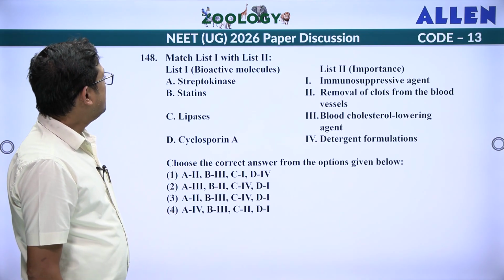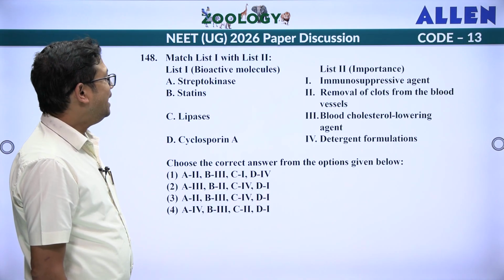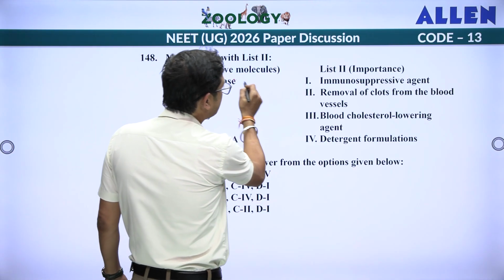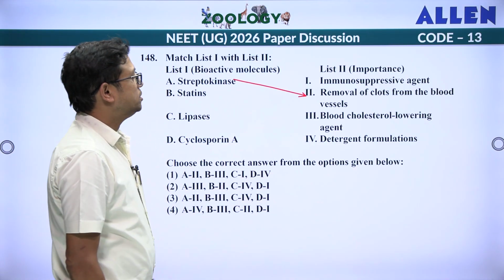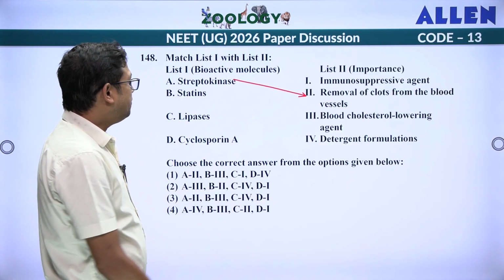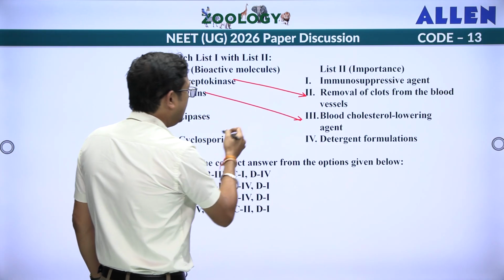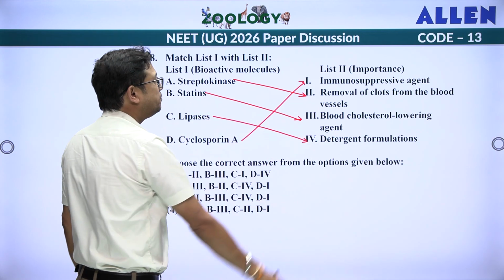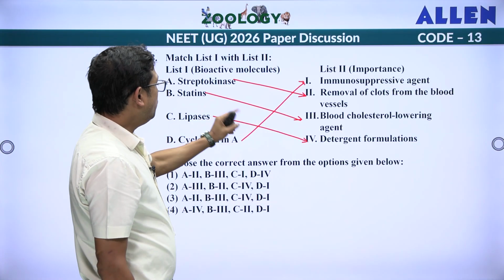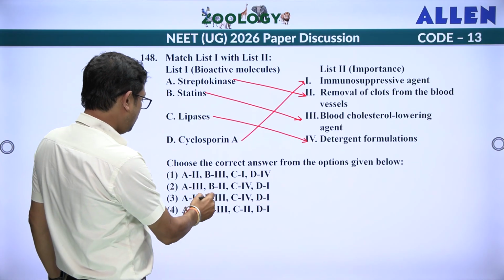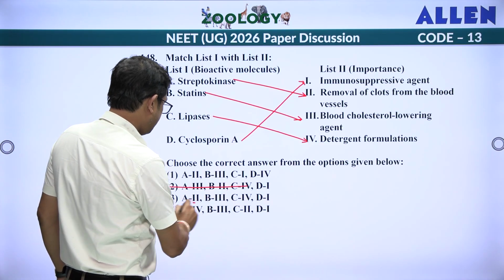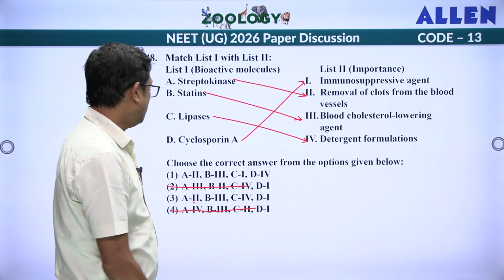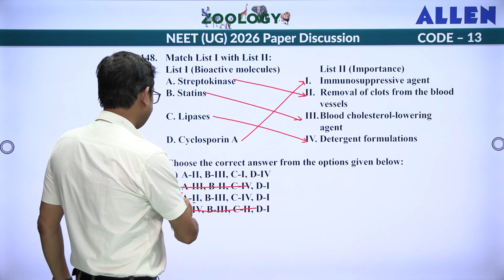Next. Match the list. So bioactive molecule and their biological significance or importance. Streptokinase: removal of clot from the blood vessel. Statin is a blood cholesterol lowering agent. Lipase is used in detergent formulation, and cyclosporine A is an immunosuppressive agent. So A to B3, okay. So eliminate this, eliminate this. C is 1 or 4, C is 4, detergent formulation. So the answer is the third one.